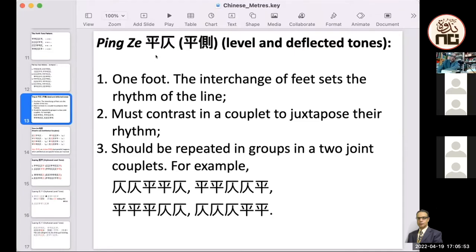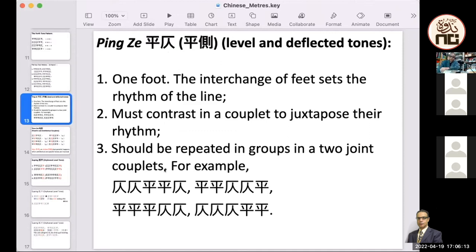So the foot that consists of ping and tsu could come in 2 syllables or 3 syllables, and sometimes even 4 syllables. Sometimes, rarely, but it still happens. Okay, and they must contrast each other. They must contrast in a couplet.